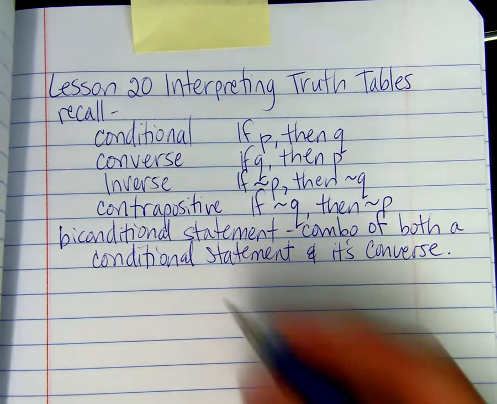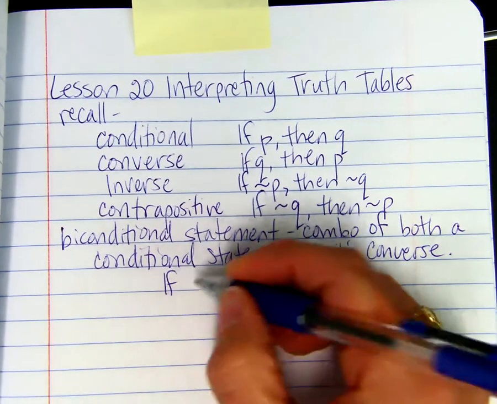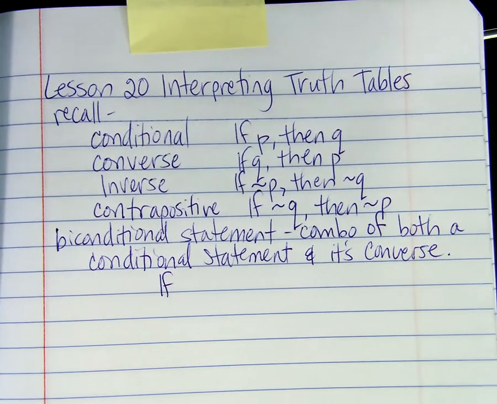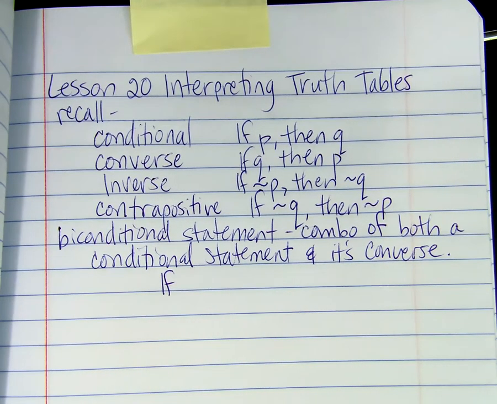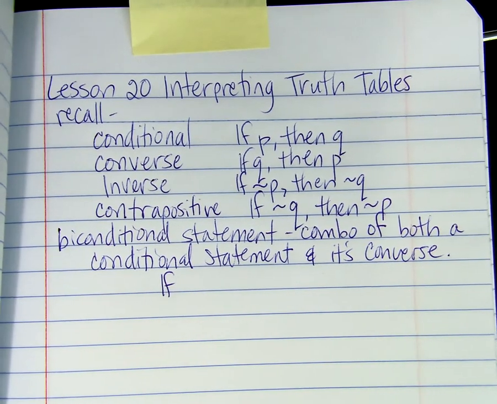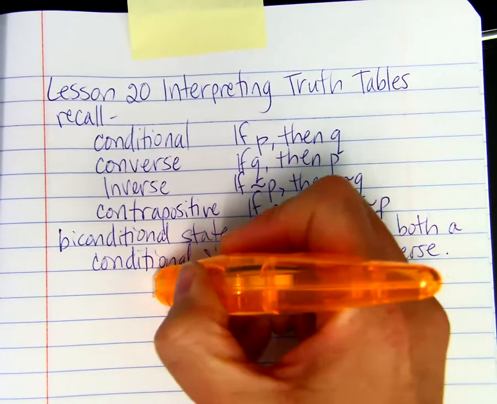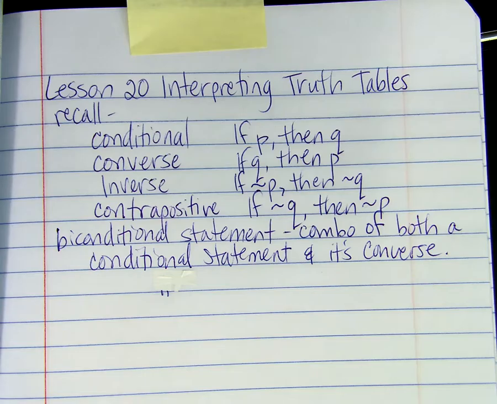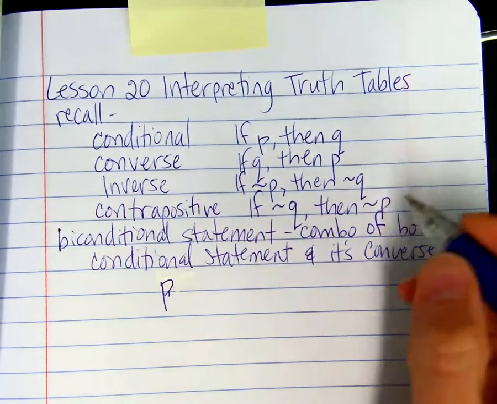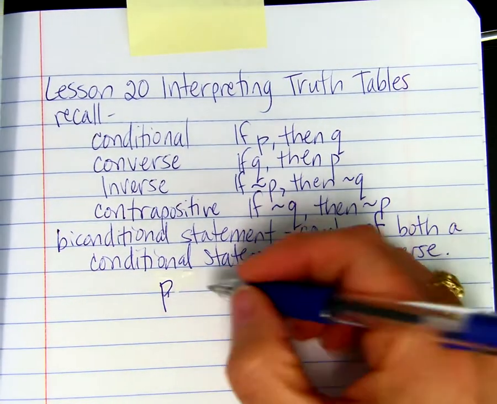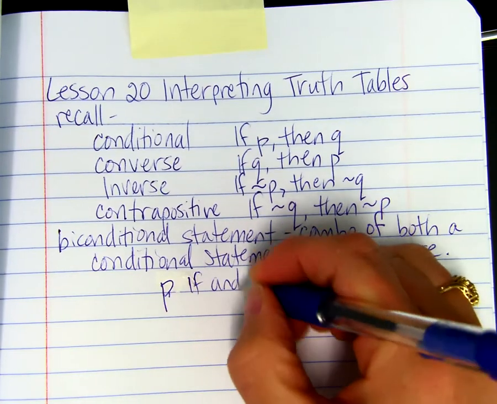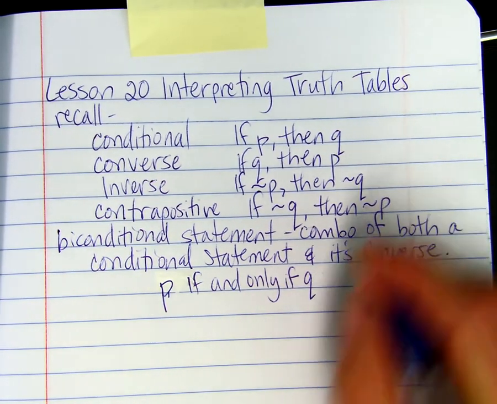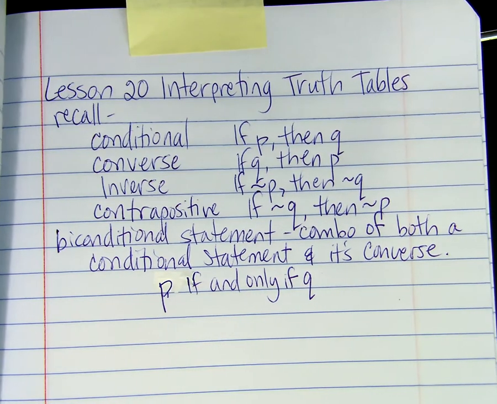And the way we write that is we say if, no, we don't say if. You just start with the hypothesis. So you say the hypothesis, if and only if Q, and then you state your conclusion.